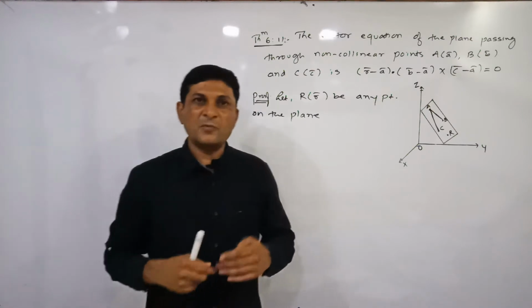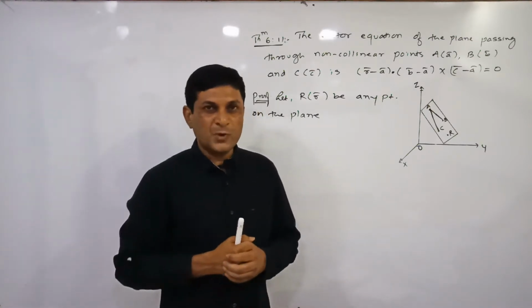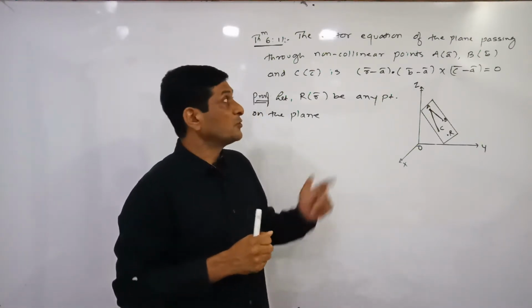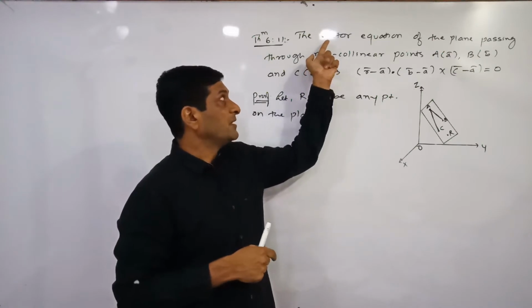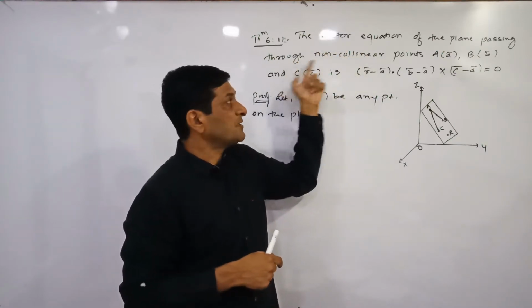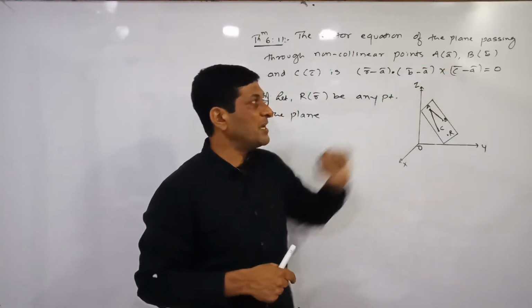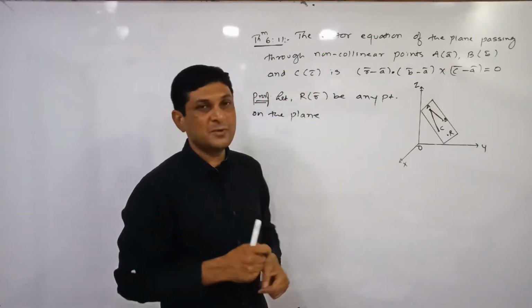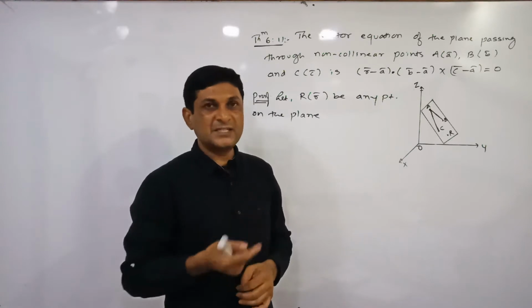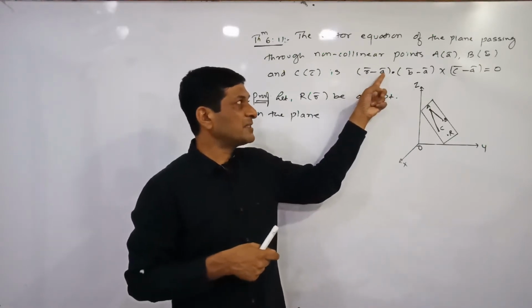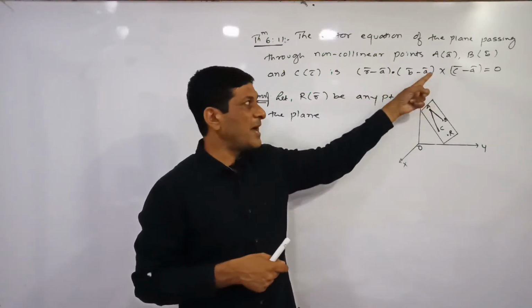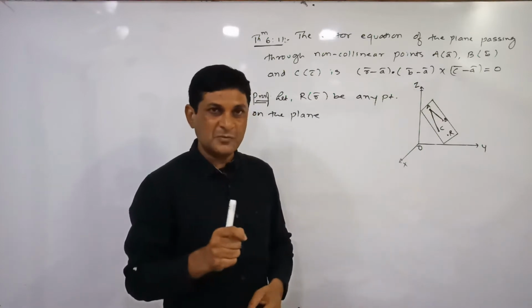Hello friends, now we are going to prove the next very important theorem from this chapter, to find the vector equation of a plane. The vector equation of the plane passing through three non-collinear points A having position vector A bar, B having position vector B bar, and C having position vector C bar is given as (R bar minus A bar) dot (B bar minus A bar) cross (C bar minus A bar) is equal to 0.